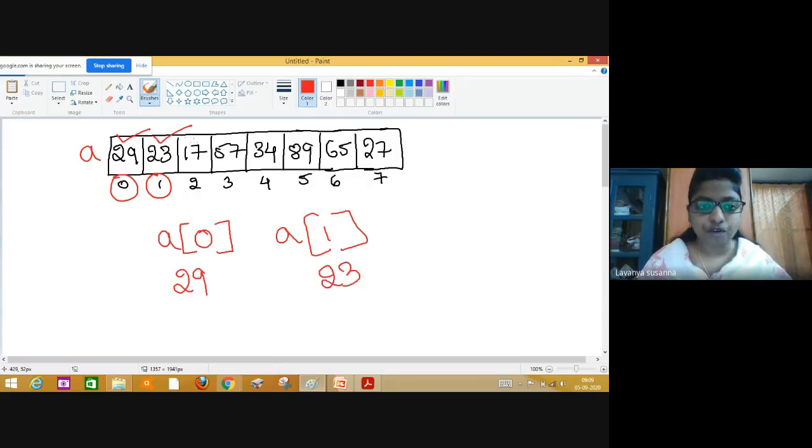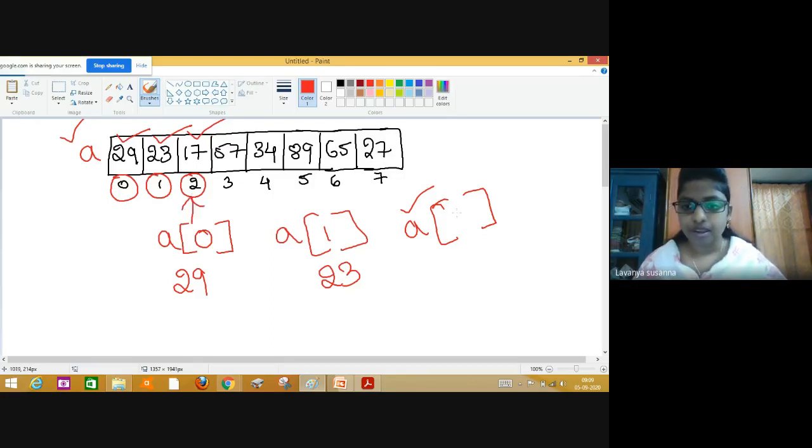Next 17. If you want to access 17, see the index. What is the index? 2. So A is the array name, then the subscript operator, and inside it you keep the index, which is 2. A of 2 means you are accessing 17. In this way, you are going to access. These are some basics you need to know.